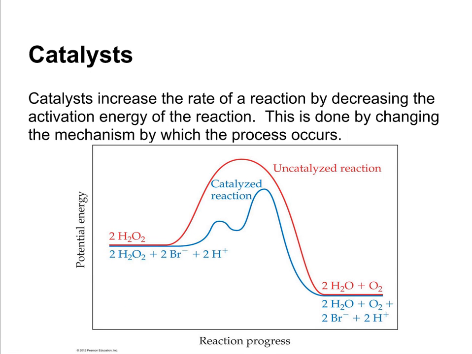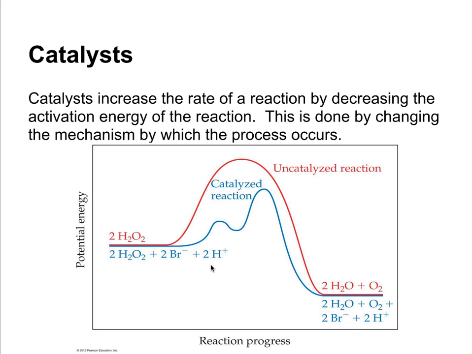Let's talk about catalysts. We mentioned them first in video 10.1 and said that they increase the rate of a reaction, and they do that by altering the mechanism in such a way that the activation energy is decreased. So the red line in this graph represents the uncatalyzed reaction for the decomposition of hydrogen peroxide. It's got a higher activation energy, and when we add two catalysts to it, the blue line shows the path of the catalyzed reaction.